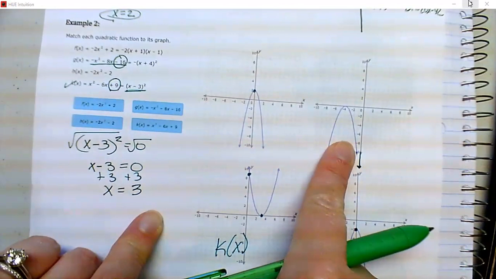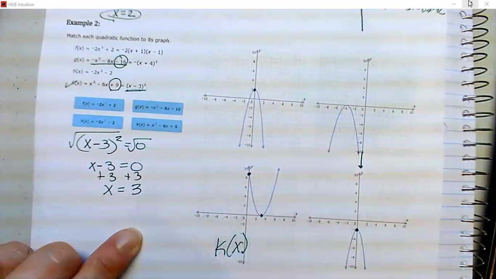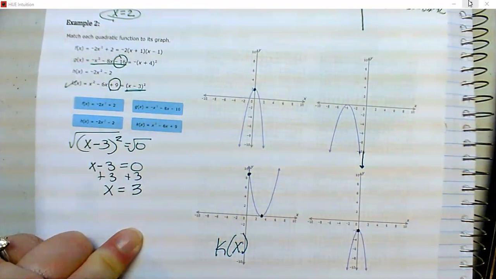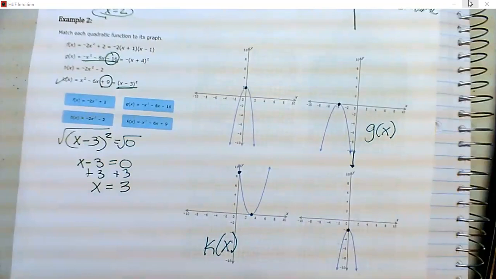Okay. And then what about the factored form? So I have negative and then x plus 4 squared, right? So if I solved for that one, I would end up with an x-intercept of negative 4 right there. There's my x-intercept of negative 4. So this one indeed is g of x, okay?